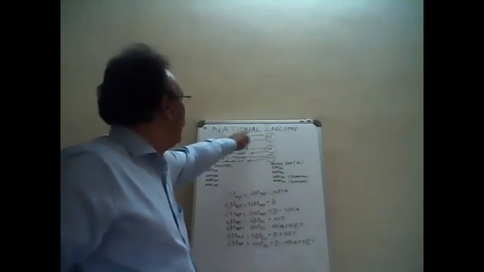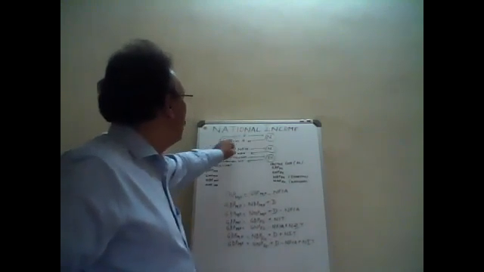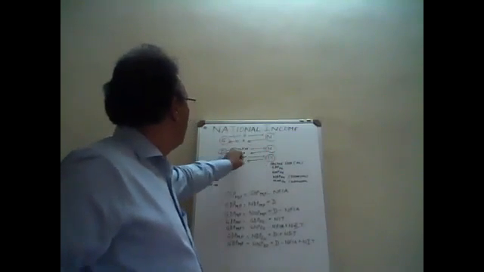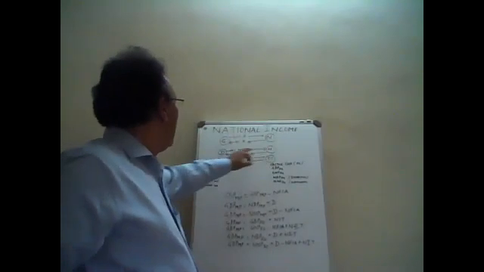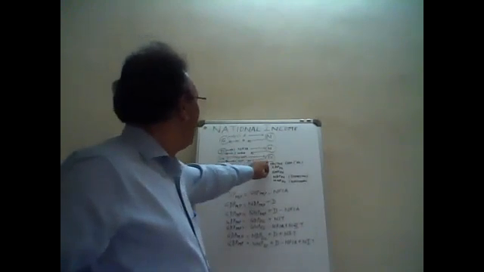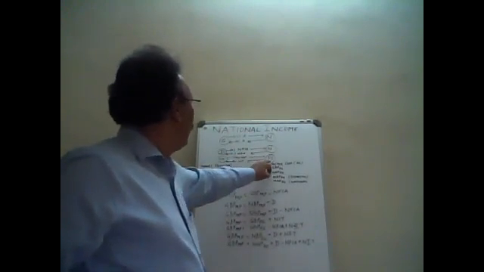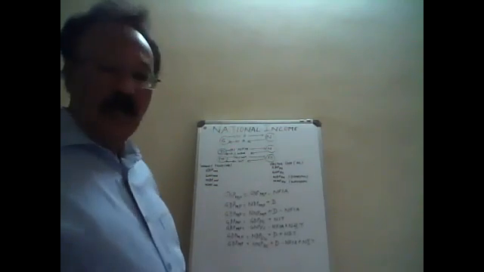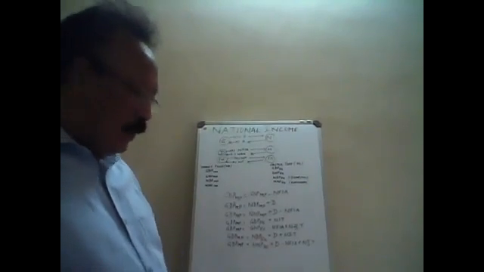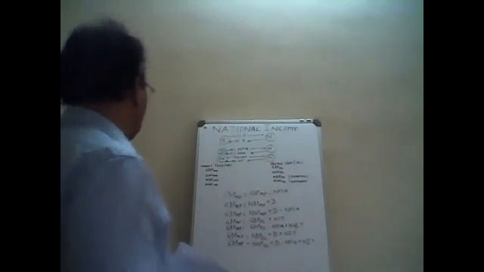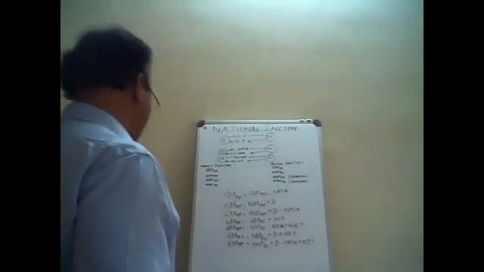From gross to net, minus depreciation; from net to gross, plus depreciation. From domestic to national, you will add NFIA. From national to domestic, minus NFIA. From market price to factor cost, minus NIT, and from factor cost to market price, you will add NIT. So this was the first set we have done. Now we come to, let's say, I will do the next one.